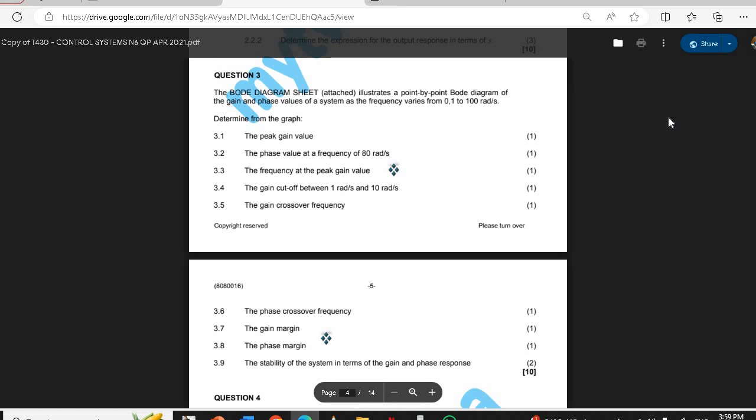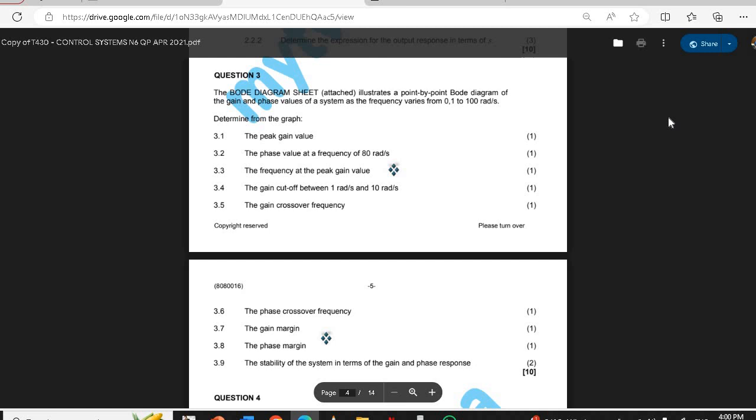So question 3, April 2021, it says the Bode diagram sheet illustrates a point-by-point Bode diagram of the gain and phase values of a system as the frequency varies from 0.1 to 100 rad per second. Determine from the graph the peak gain value, which means they are looking for a gain value at its maximum, at its peak, right? So that should be easy.